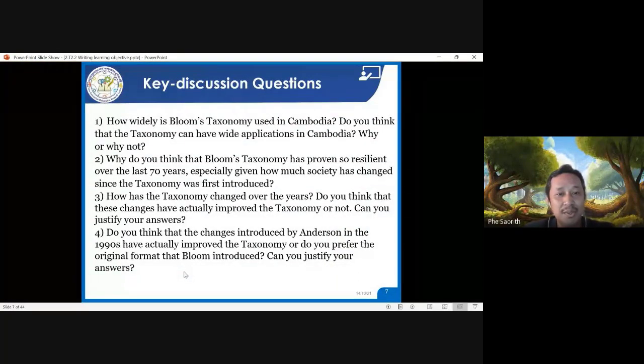So I have four different questions, and I will read and translate them for you in order to make you understand the questions well before you work together cooperatively to find some answers or contents to respond to each question listed here. So the first one: how widely is Bloom's taxonomy used in Cambodia? Do you think that the taxonomy can have wide application in Cambodia?